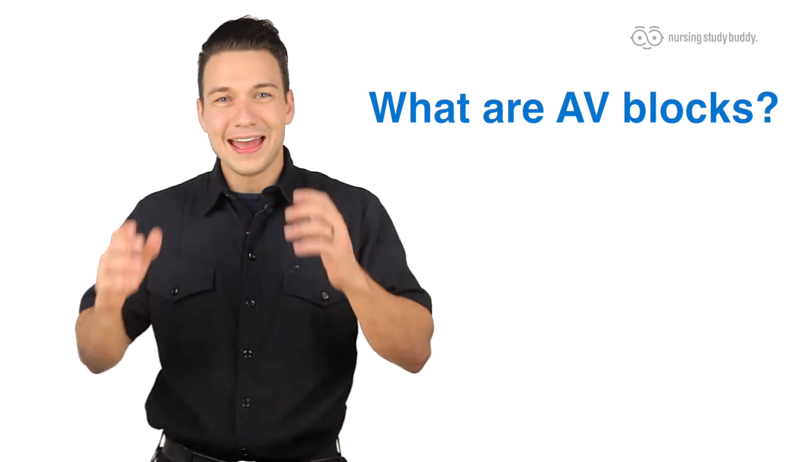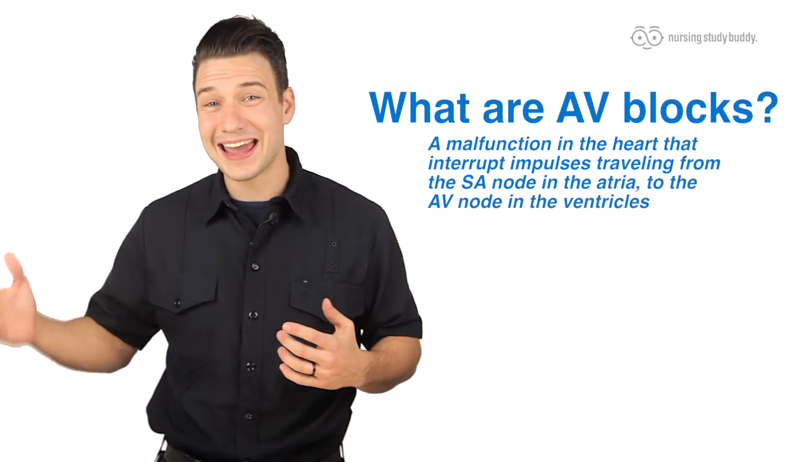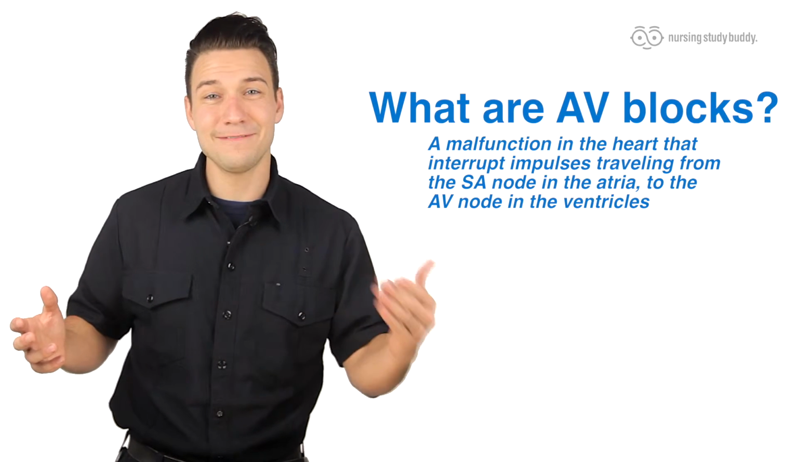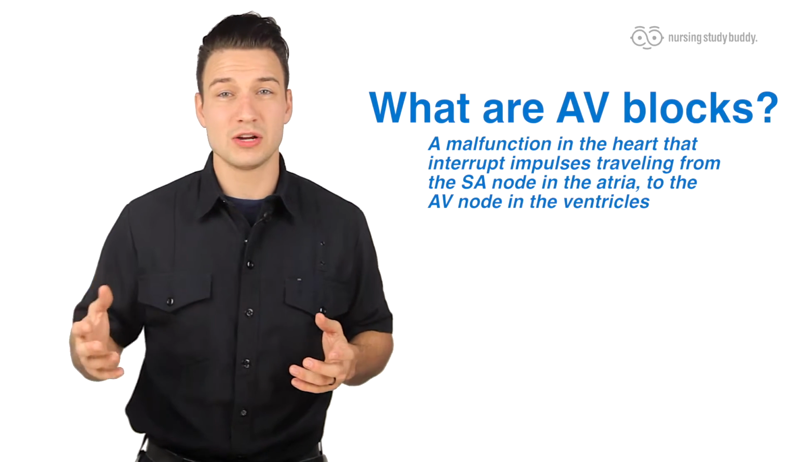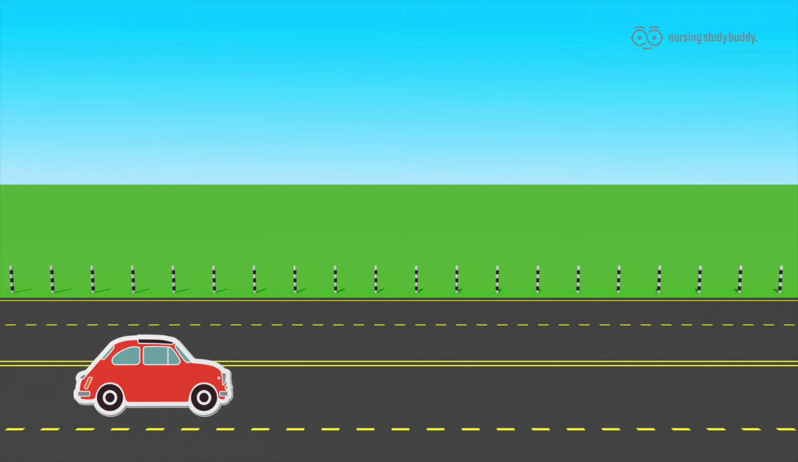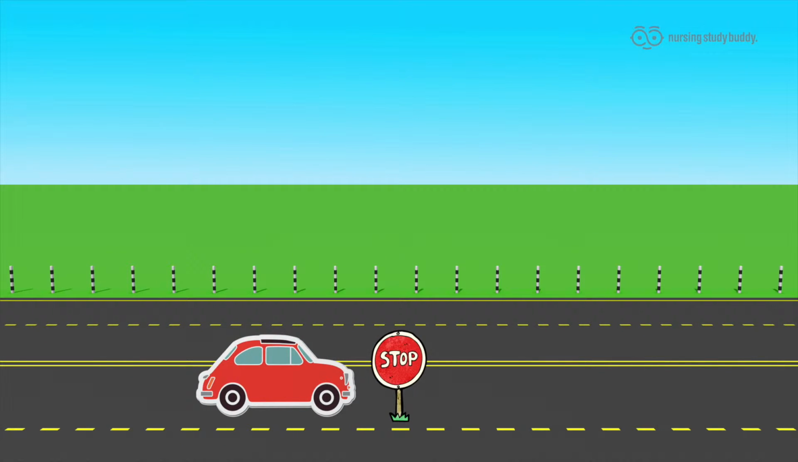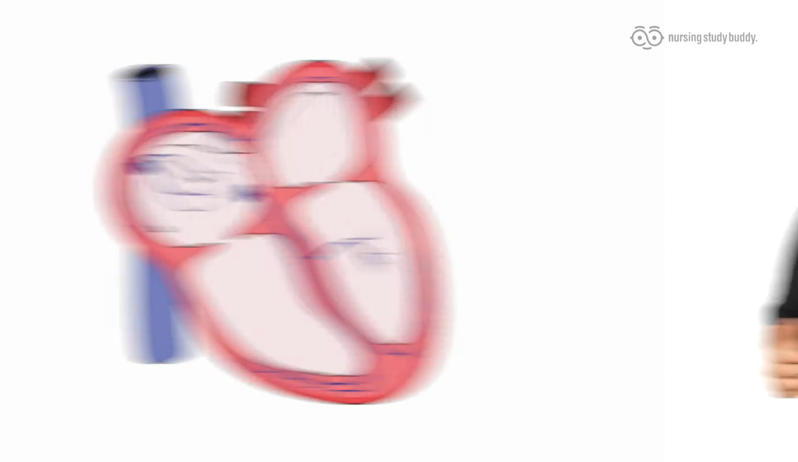So first things first, what in the world are AV blocks? AV blocks are a malfunction in the heart that interrupts impulses traveling from the SA node in the atria into the AV node in the ventricles. It's easy if you think of these as progressively worsening roadblocks put up by the police. They either slow cars down, the cars being our impulses, down that street, our conduction pathway, or eventually stop them entirely. This causes a disconnect between the atria and the ventricles contracting, which can hurt our heart's ability to pump blood effectively.